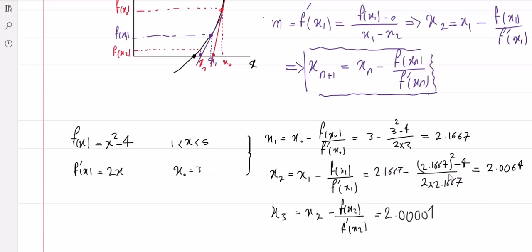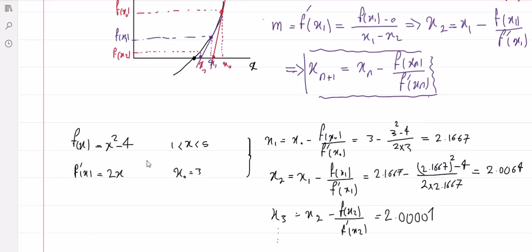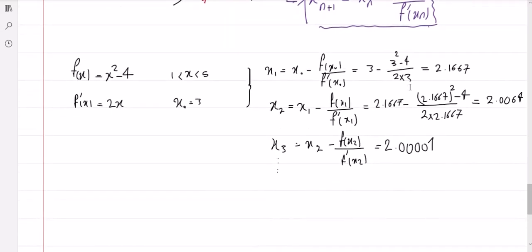As you guys see in here, we are getting closer and closer to the value of 2. And if you continue calculating x values and calculating more guesses, you will eventually see that our answer becomes convergent at x equals 2. So we can say that the root of the function is equal to 2.